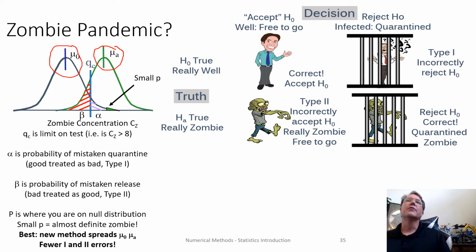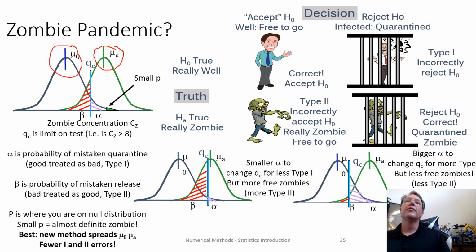So if you get a sample way out here, the p-value might be very small because your sample puts you very much into the zombie side of things, like they have a very bad test. So that p-value indicates, on the normal distribution for the null hypothesis, how far out on the tail you are. So a small p-value usually means that you are way over into the alternative region. So you like to have a small p-value.